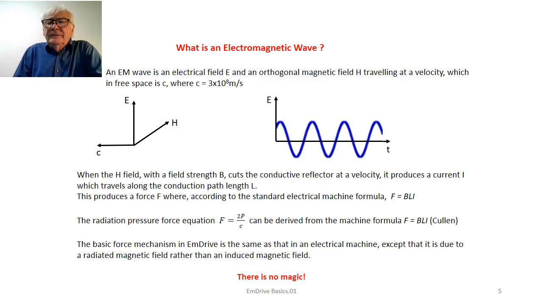Absolutely the heart of electrical machine design is F equals BLI. It's interesting that back in the 1950s, a guy called Professor Cullen produced a paper which became, if you like, the seminal paper on EmDrive, where he showed that the radiation pressure force equation F equals 2P over c can actually be derived from the machine formula F equals BLI.